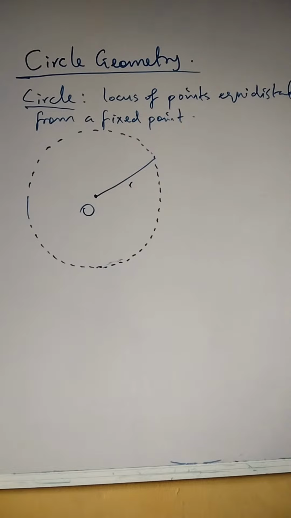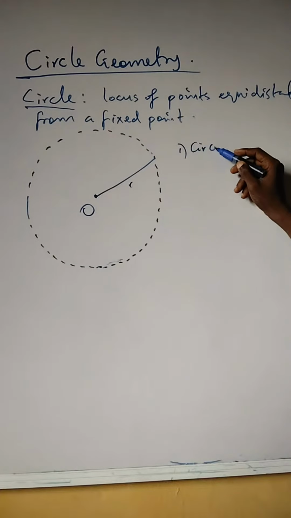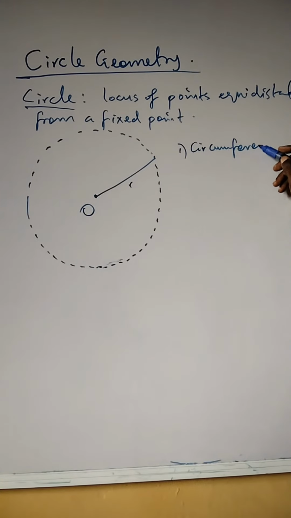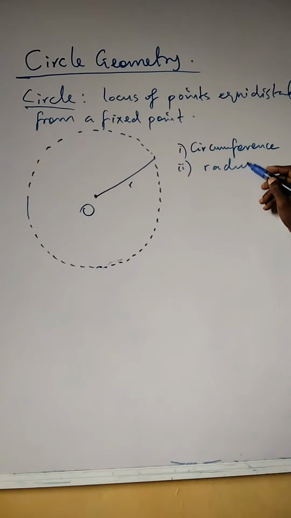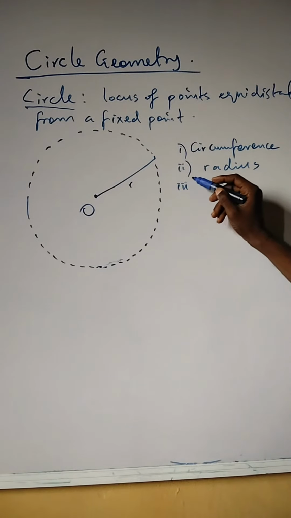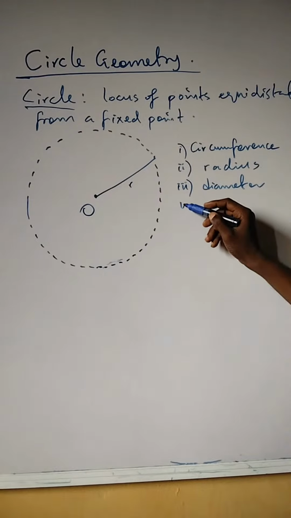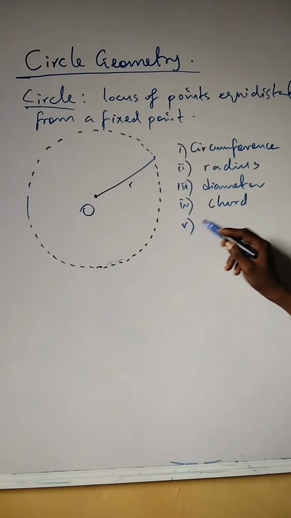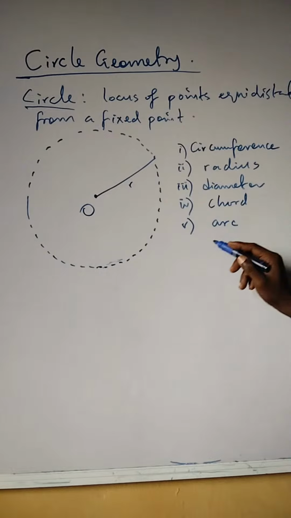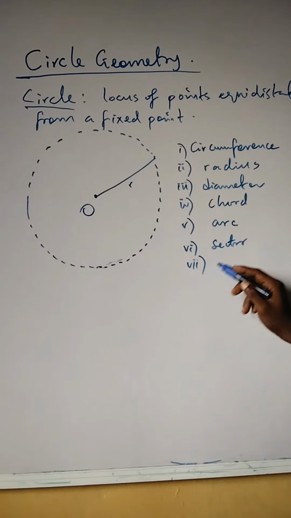Right, now let's consider some parts of a circle. The first part of a circle we should be able to identify is the circumference. 1, we have circumference. 2, we have radius. 3, we have diameter. 4, we have chord. 5, we have arc. 6, we have sector. 7, we have segment.